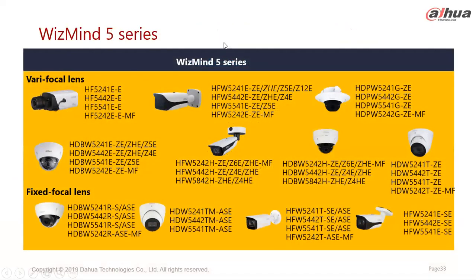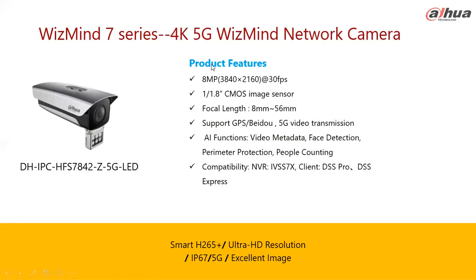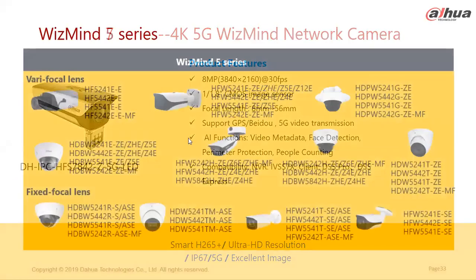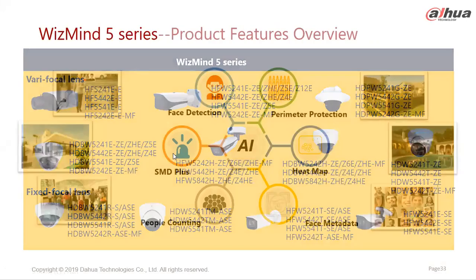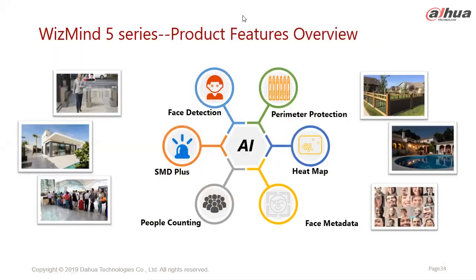So we have covered Wizmind 5 cameras. We're going to cover now Wizmind 5; we have covered Wizmind 7. So Wizmind 5 cameras are the ones available locally. The majority of the cameras that we are selling in this region, maybe Kenya and East Africa, are Wizmind 5 cameras. So all Wizmind 5 cameras have these features.